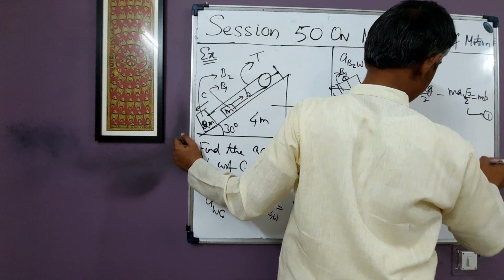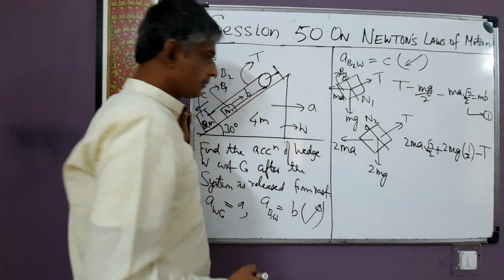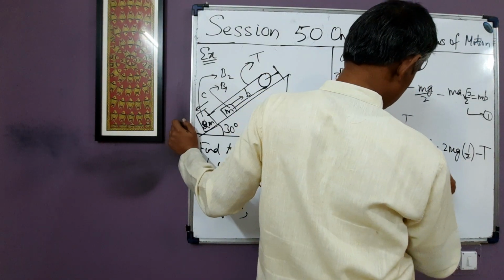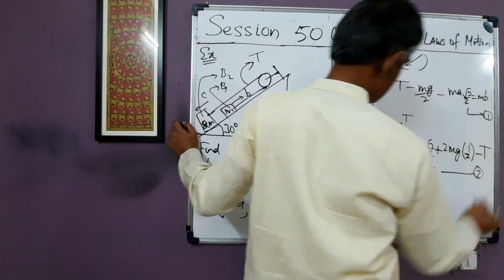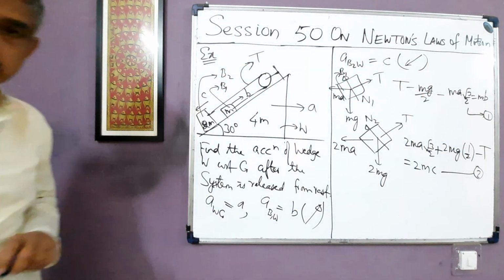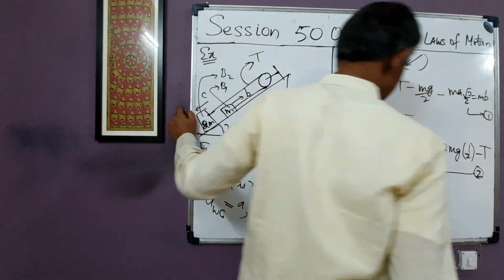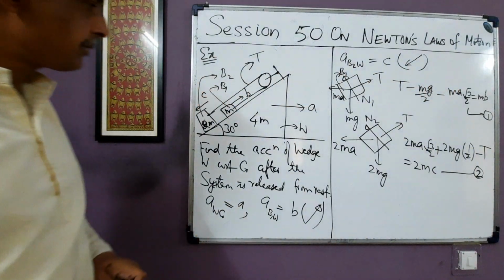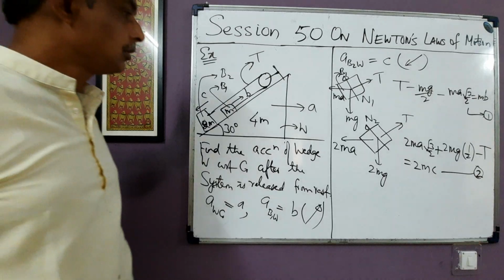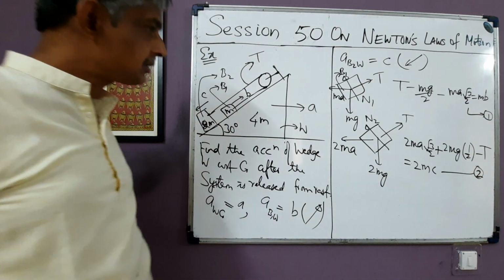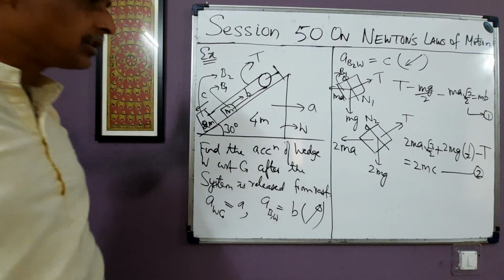2mg into half minus T is equal to 2mc. This is the second equation. Alright, fine. That is just equal to how much? 2mc. So we get 2ma root 3 by 2 plus 2mg sin 30 degree minus T is equal to 2mc.